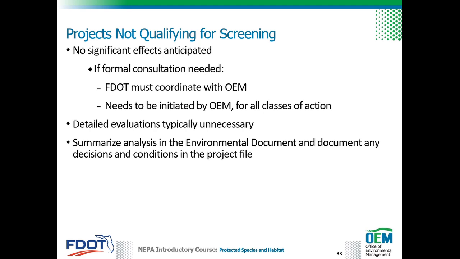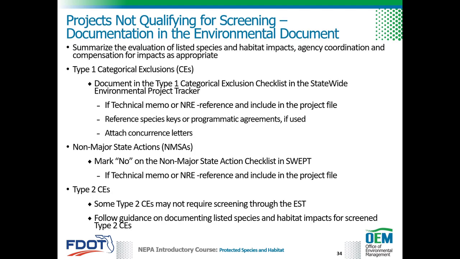Detailed evaluations are typically unnecessary, but any decisions and conditions should be documented in the project file, summarized in the environmental document, and addressed through incorporation into the final design plans. The environmental documents, regardless of the type of environmental document, should include a summary of the evaluation of listed species and habitat impacts, agency coordination, and compensation for impacts as appropriate.